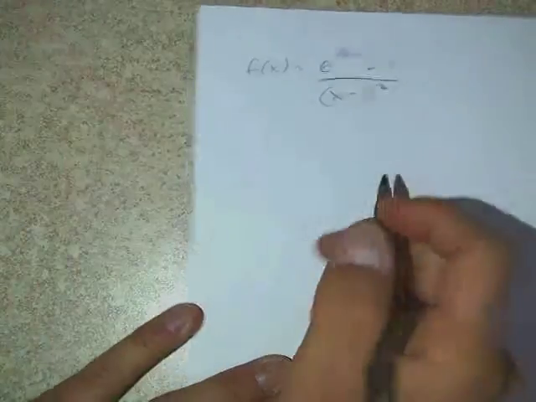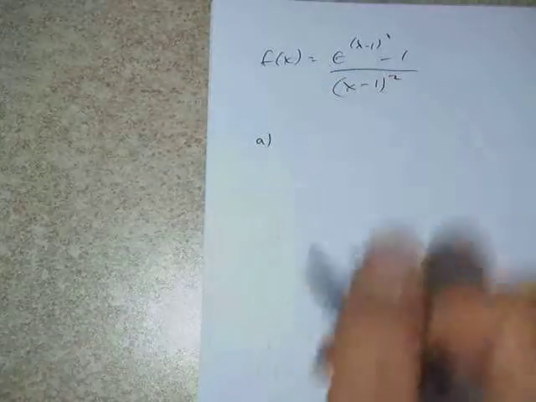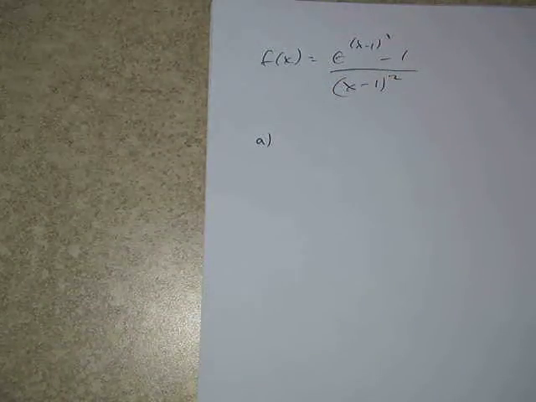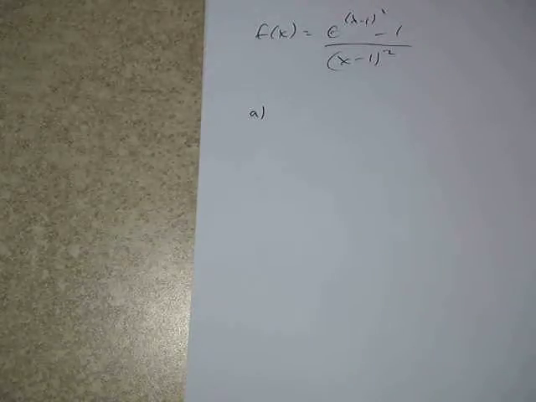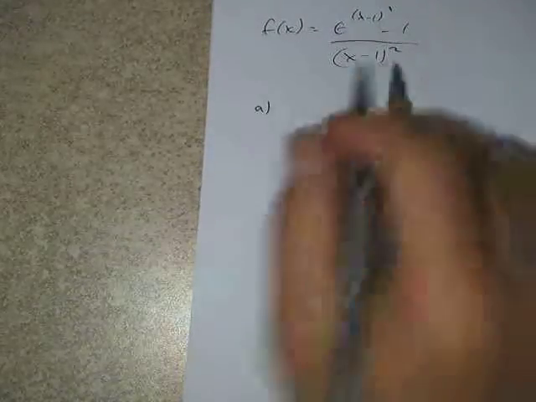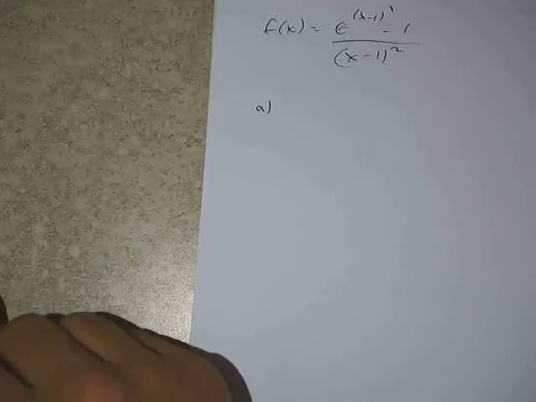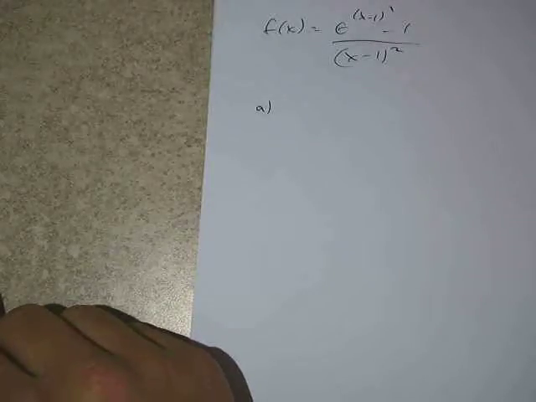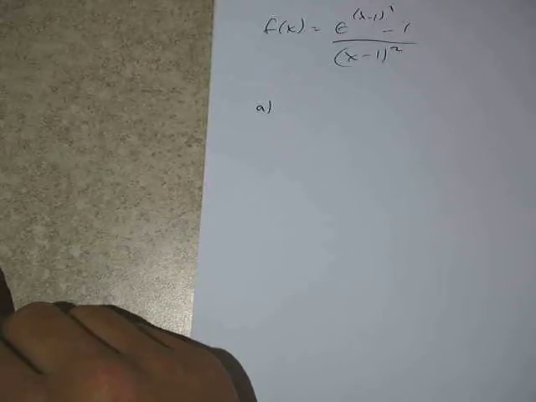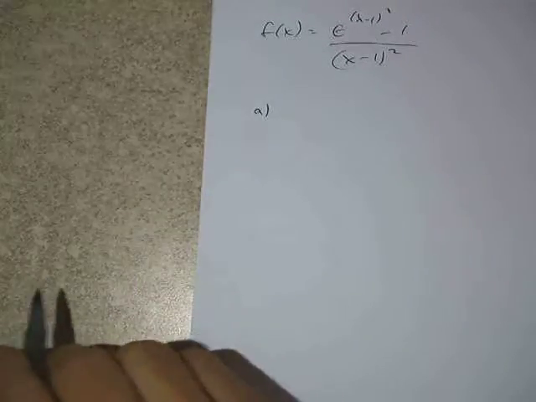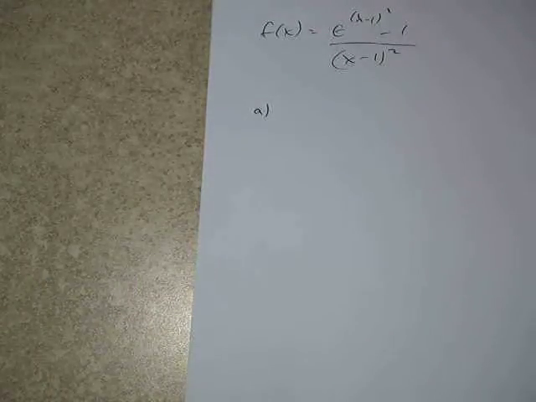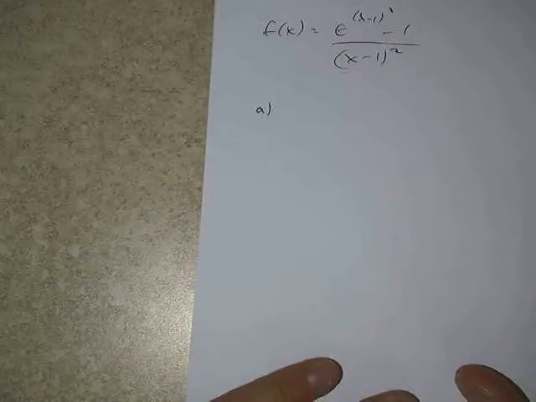Okay. Take a look at number 6. We have a Maclaurin series given, and the Maclaurin series for e to the x is given. And they've given us a function to deal with here that's (e to the x minus 1 all squared) minus 1, all over (x minus 1) all squared.